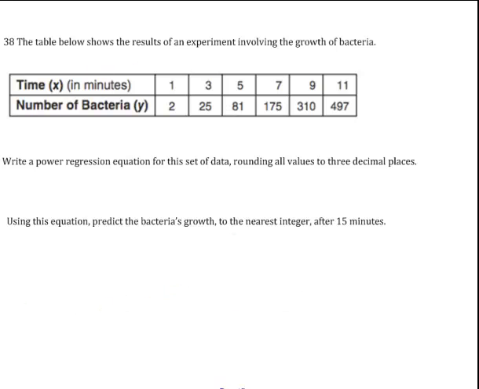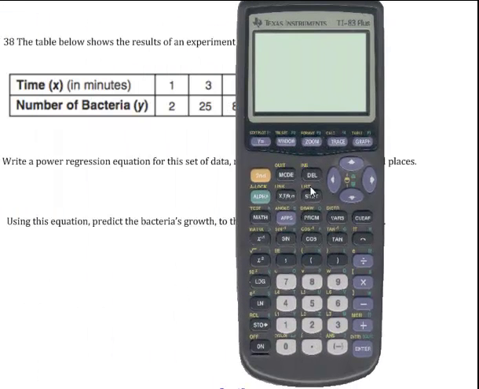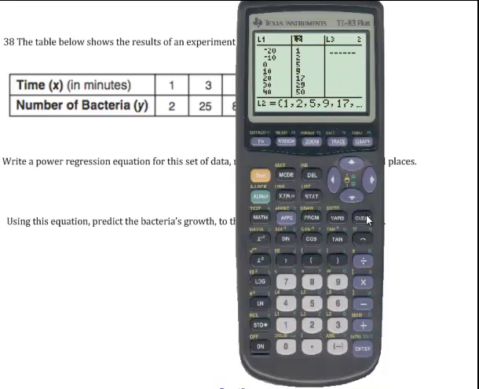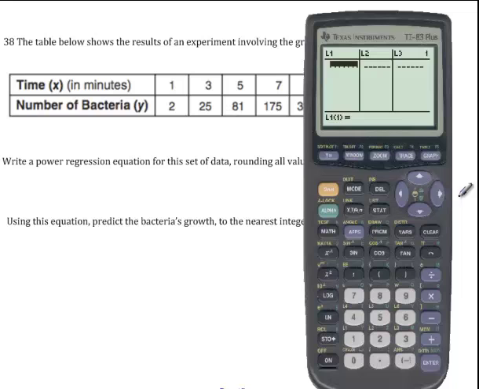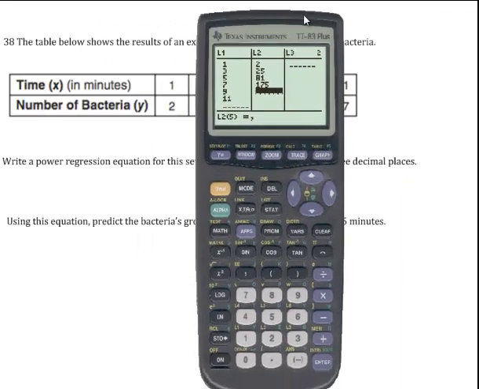Ooh, a table. I don't even have to read. Calculator. I go right to stat. Go to edit. I clear out my old lists, and I'm just going to enter my new ones. 1, 3, 5, 7, 9, 11. Okay, my next list is 2, 25, 81, 175, 310 and 497.